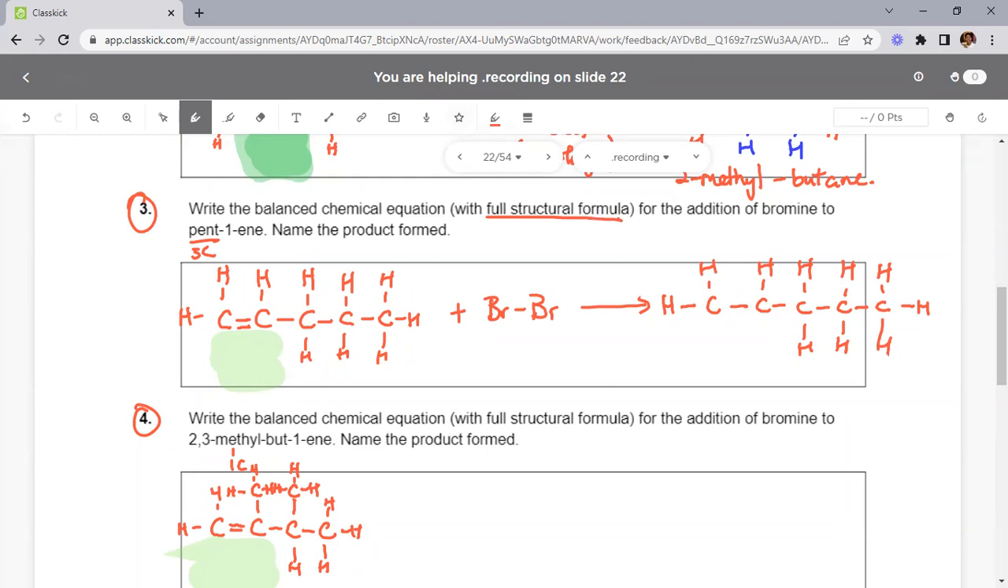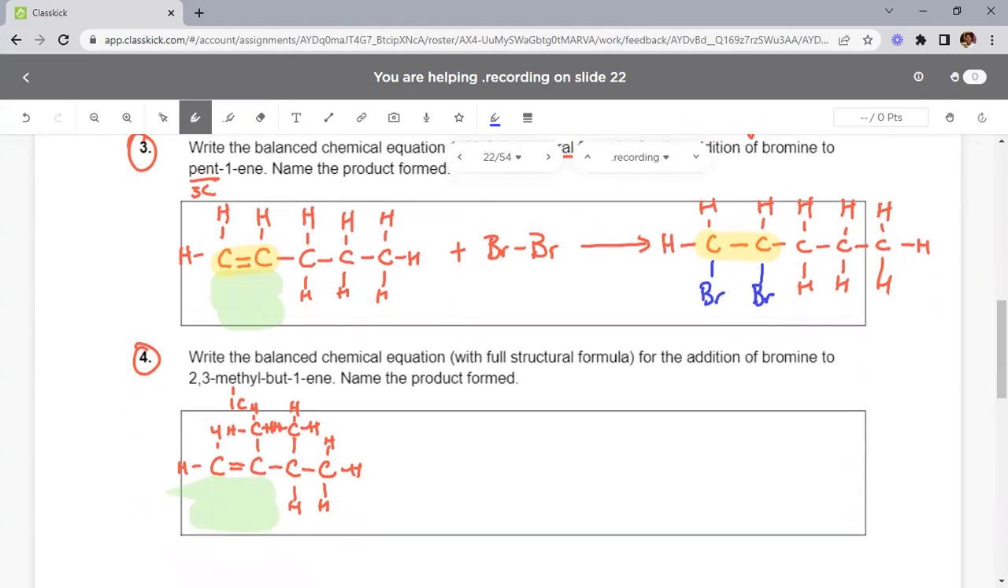So once I've done this, you realize that once again my initial carbon here, my double bond broke. I'm going to add the 2 bromines here. So bromine to this, bromine to this. So you can see once again the 2 atoms are added across different carbons. That's one important thing you must be able to take note and spot. So this is for the pent-1-ene after you have added bromine to it, after bromination.